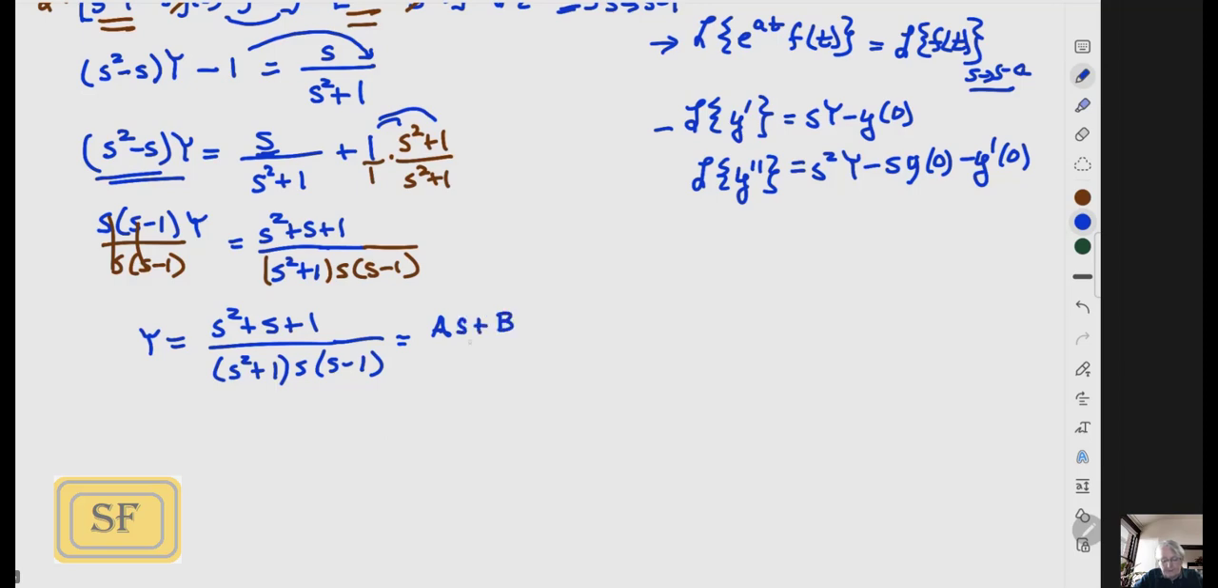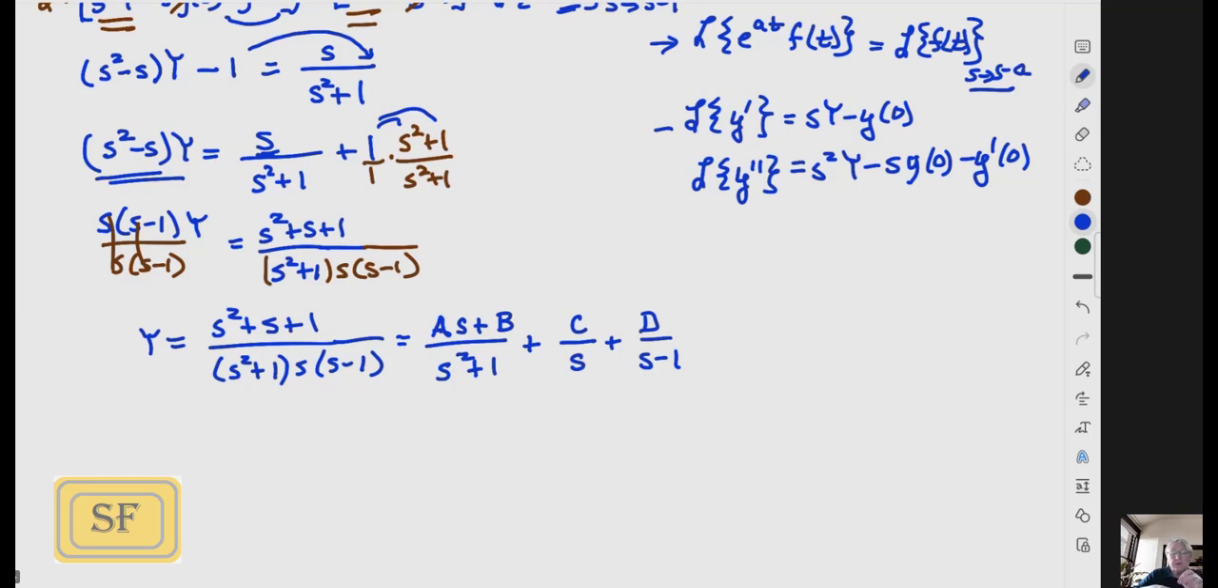If your denominator does not factor, and if you have a power of 2 in the denominator, then the numerator term has to start with 1 degree less than that, so a power of 1. That's why that s squared plus 1 in the denominator has as plus b. You have to start with 1 degree less.